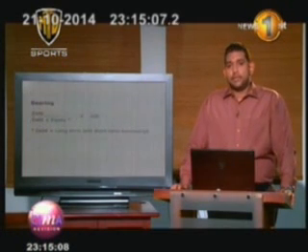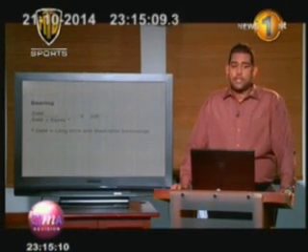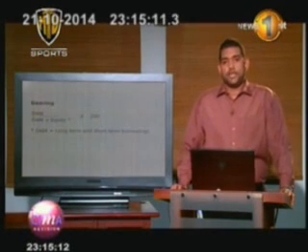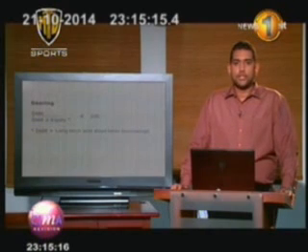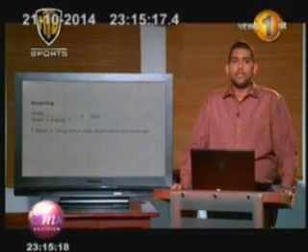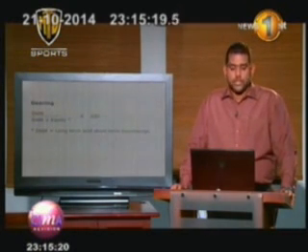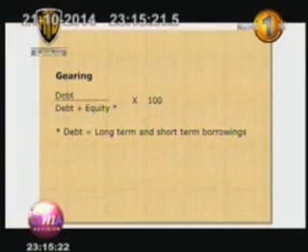Another ratio is gearing, a very important ratio, an essential ratio. I would say every calculation must have the gearing in the discussion, because it talks about the capital structure of the organization. Gearing, you can calculate it in two ways. Either you go for the traditional gearing ratio where you take debt upon debt plus equity, or you go for the modern one where you divide debt by equity and take the percentage.